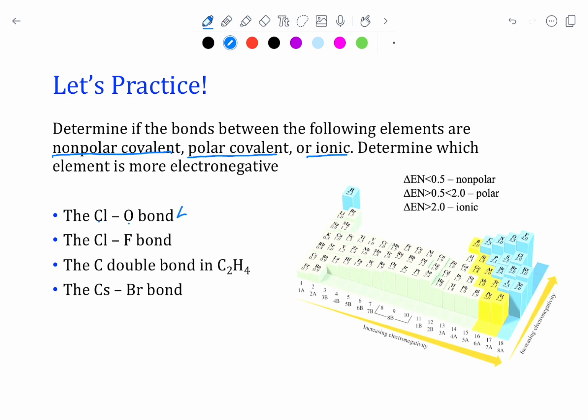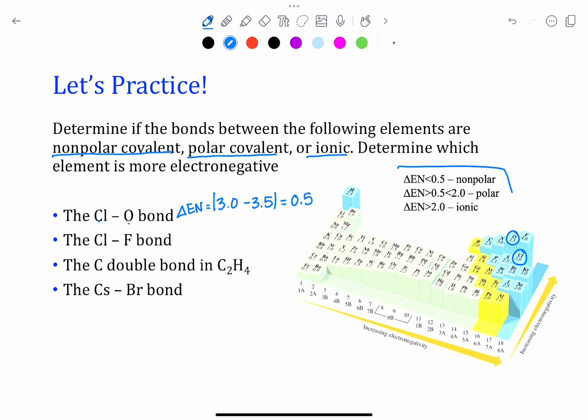So we need to find our delta EN. So we're going to look to the electronegativities of chlorine and oxygen. Chlorine has an electronegativity of 3.0, and oxygen has an electronegativity of 3.5. Now, when we're doing delta EN, think of this as an absolute value. We can't have a negative electronegativity difference, so we're really just taking the absolute value of the difference. So this would be 0.5. The delta EN is 0.5.